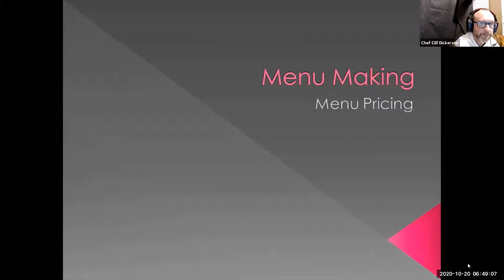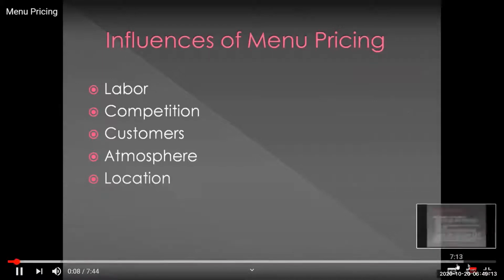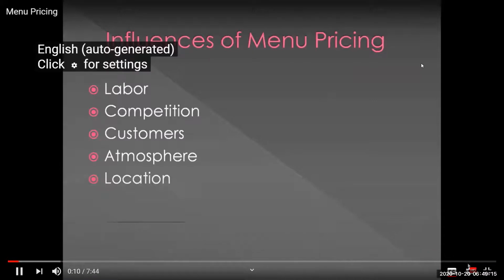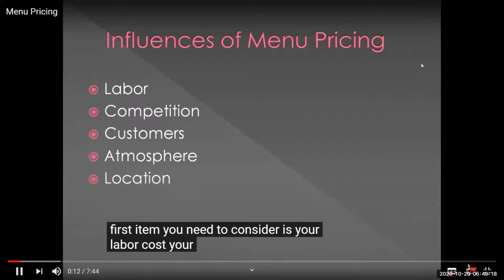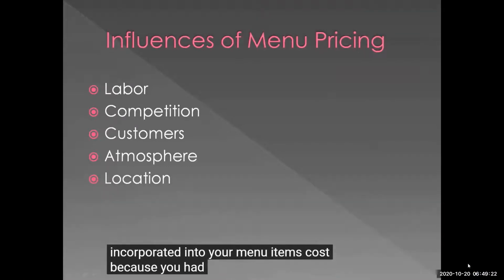Okay, we are back for more information on how to make your menu, and today deals with menu pricing. So this section of the unit is going to involve some math. The first item you need to consider is your labor cost. Your labor cost gets incorporated into your menu items cost because you had to pay somebody to make the food.